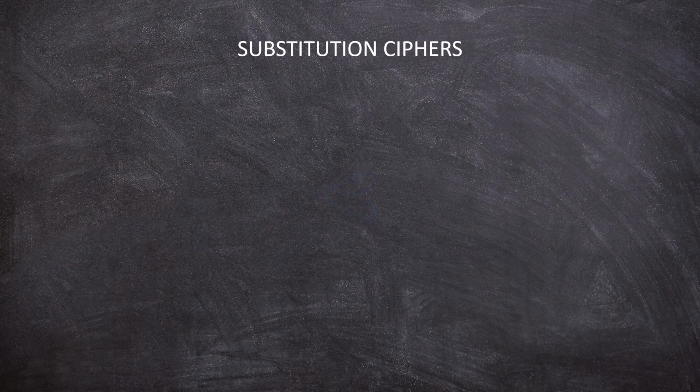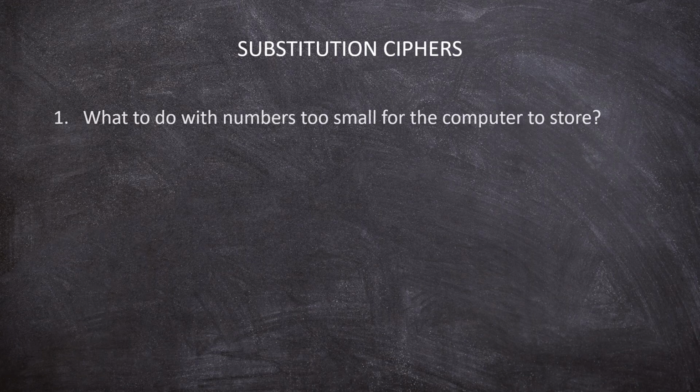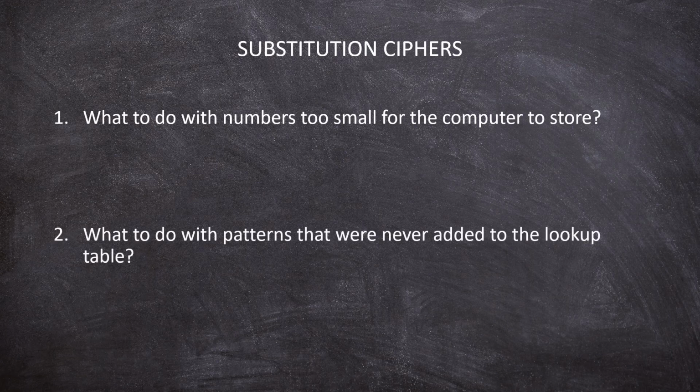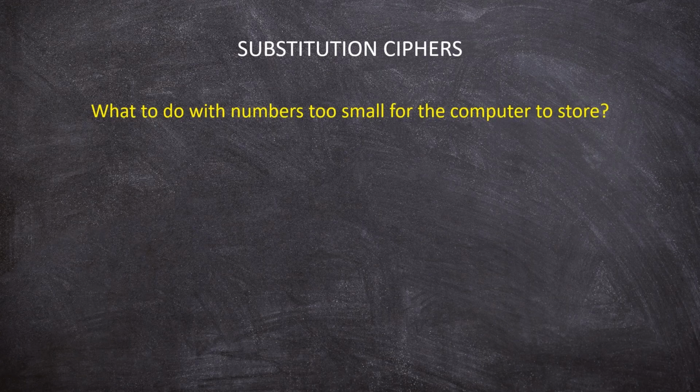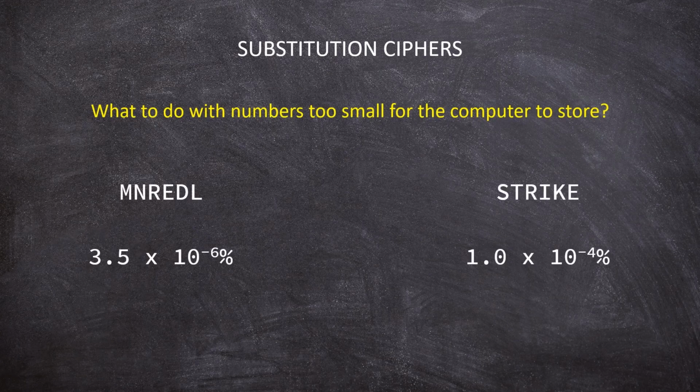For now, let's briefly switch gears, and I'd like to talk a little bit about two problems that have come up. One of them is what to do with really small numbers, and the other is what to do when a letter sequence doesn't appear in the table. Let's start by talking about what to do with the really small numbers. We can see from this slide that the numbers that we have calculated have both come out to very small numbers.